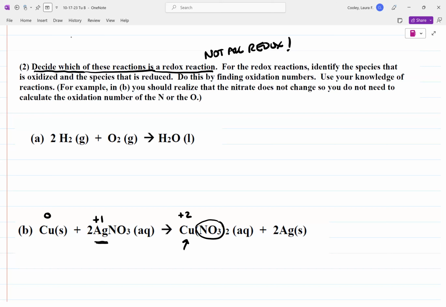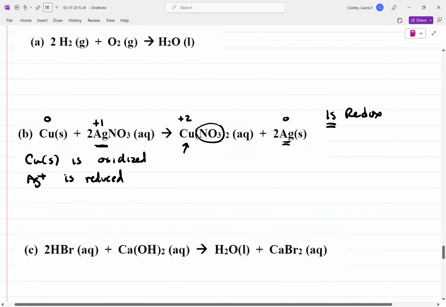+1. And what's the charge on this? 0. So you could see here, this is redox. The copper is oxidized. The Ag plus is reduced. That's not the example I wanted. Here's an example that I want.